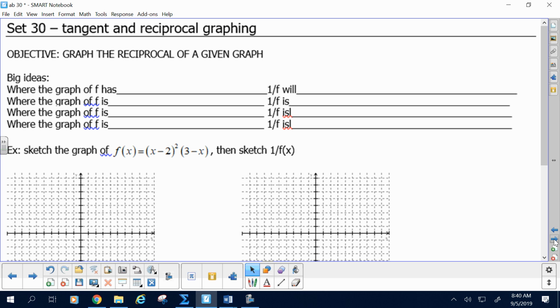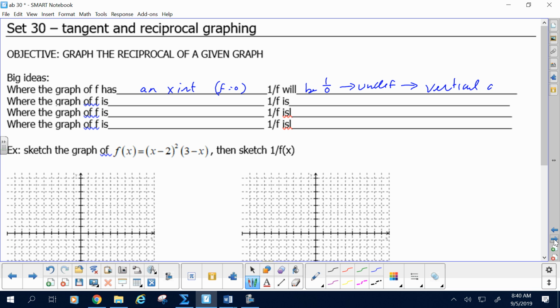So let's think generally. Where the graph of f has an x-intercept, which would imply that the function is 0, then 1 over f will be 1 over 0, and therefore undefined. And what will that mean graphically? There's a vertical asymptote. So where the original graph has a 0, the reciprocal graph will have a vertical asymptote.